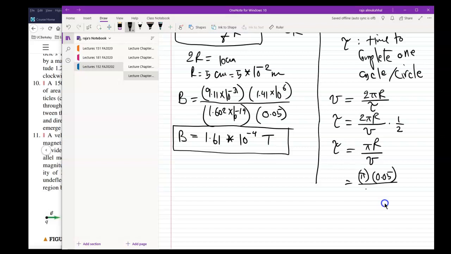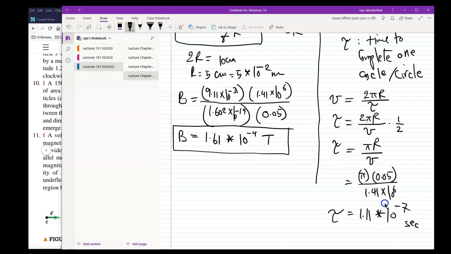It gives it to me. What is it? 1.41 times 10 to the 6. You calculate that, and you will get 1.11 times 10 to the negative 7 seconds. Check my work, and there we go.